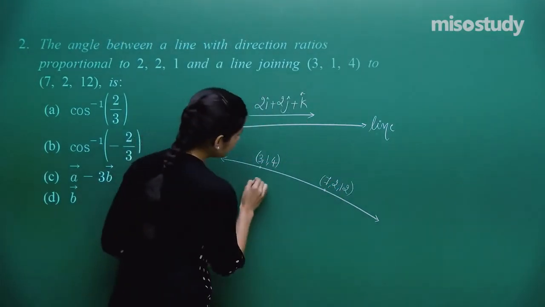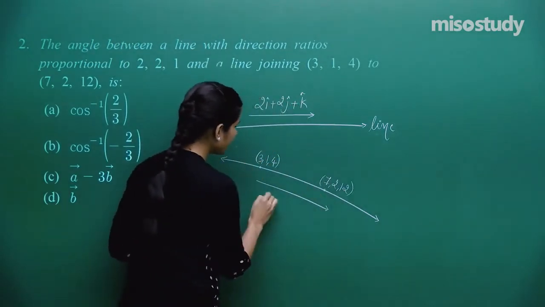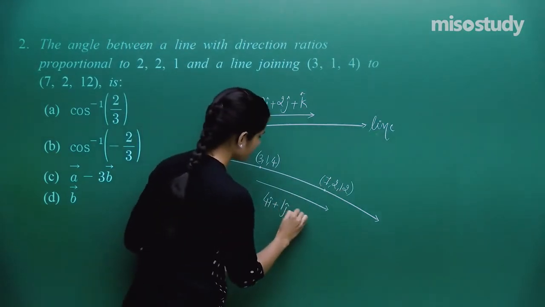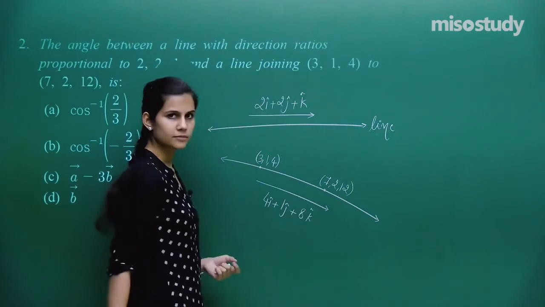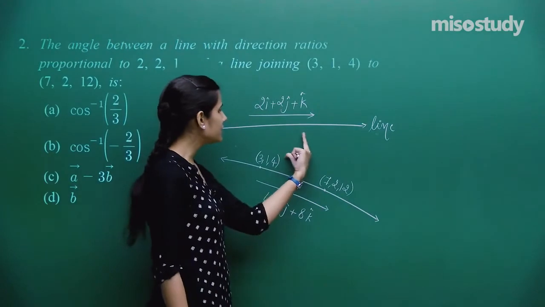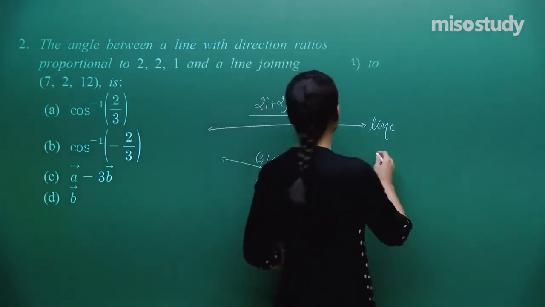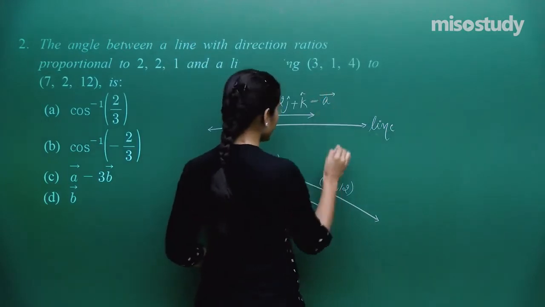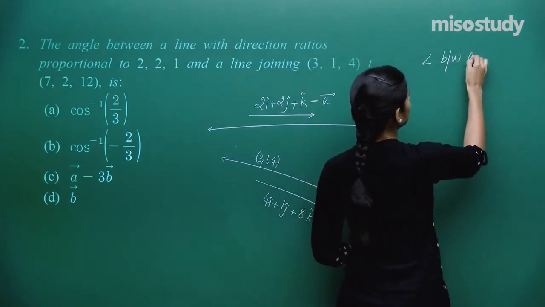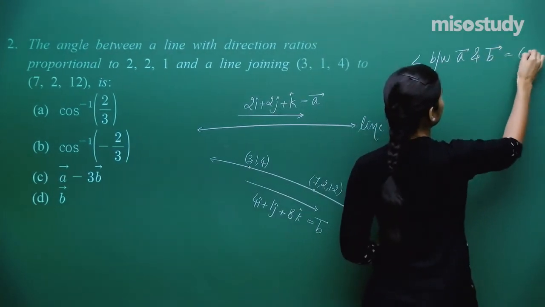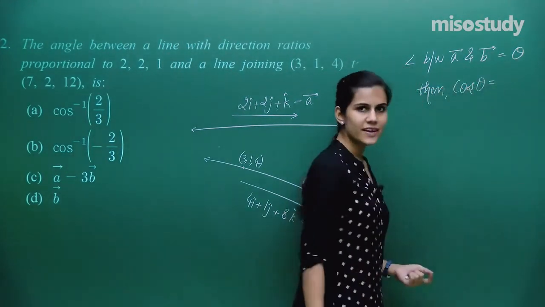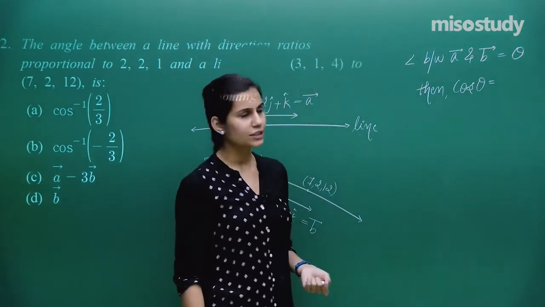Clear? Then this line will be parallel to the vector 7 minus 3, 2 minus 1, 12 minus 4. So if this line is parallel to this vector, and the other line is parallel to this vector, the angle between the 2 lines is the same as the angle between these 2 vectors. Let the angle between A vector and B vector be theta. Then cos theta will be equal to A vector dot B vector upon magnitude of A into magnitude of B.